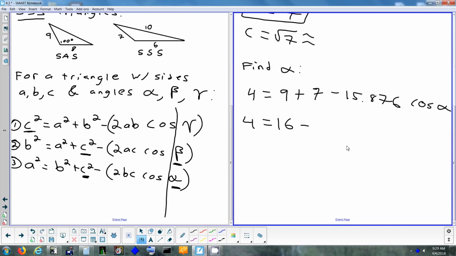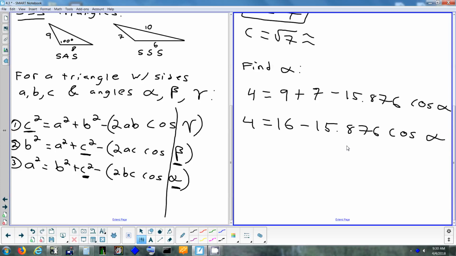So we get 4 equals 16 minus 15.876 cosine alpha. Now you have to be careful at this step. Okay, it's not a hard step. A lot of people don't follow their order of operations when solving an equation. What would be the next thing I would do on this problem?